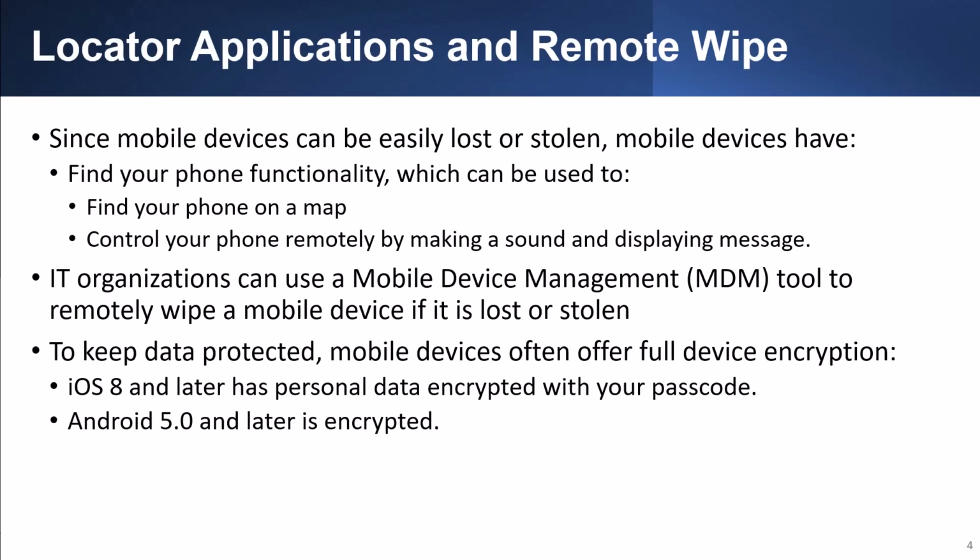Since mobile devices can be easily lost or stolen, mobile devices have Find Your Phone functionality, which can be used to find your phone on a map and control your phone remotely by making a sound and displaying a message. IT organizations can use Mobile Device Management, or MDM tool, to remotely wipe a mobile device if it is lost or stolen. To keep data protected, mobile devices often offer full device encryption. iOS 8 and later has personal data encryption with your password, and Android 5.0 and later is also encrypted.